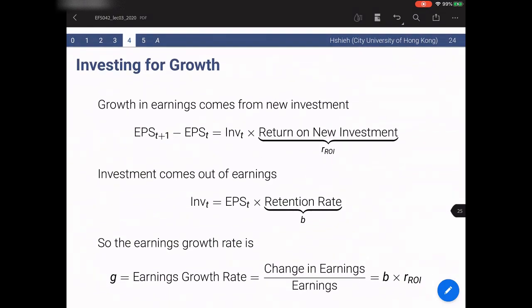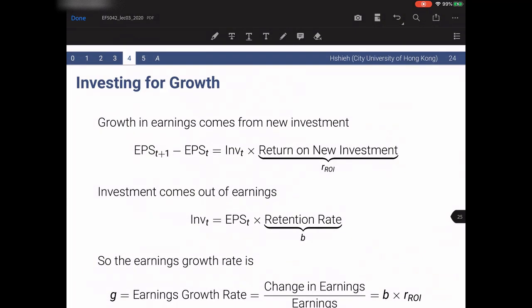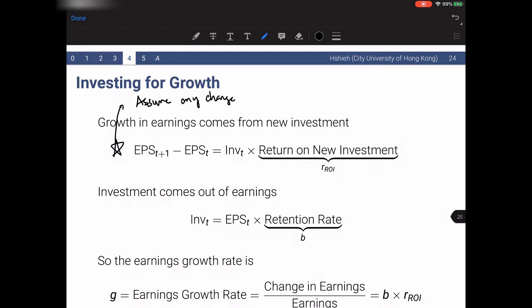All right, so what we have done, or what I want to do, is to assume that any change in EPS, in earnings per share, must be due to the change in investments. Okay, so that's what this first formula is saying. Let me write this up here. Assume any change in EPS must be due to our ROI or retained earnings.